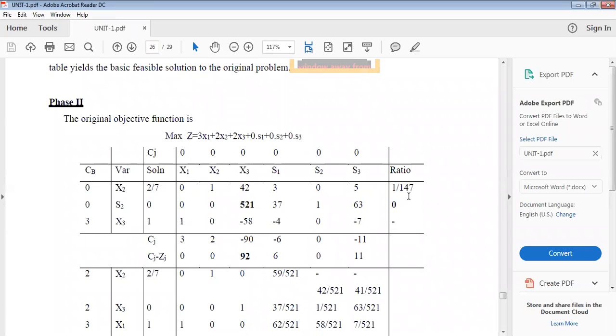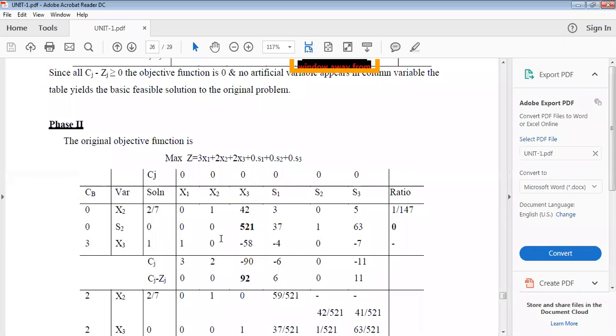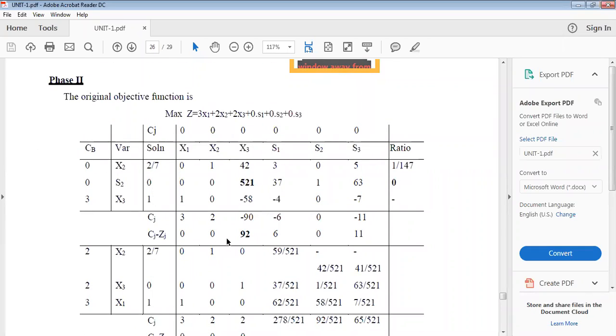So 0, 0, all these things are zeros. So 3 into 1, it is 3, and this is 3 into 0, it is nothing but 0. He has marked 2, how? So this is 3 into minus 58. So again, for the X2 value, he might have marked a 2, something like that. For X2, he has marked 2. Here the X2 value is 2, and 2 has to be marked.